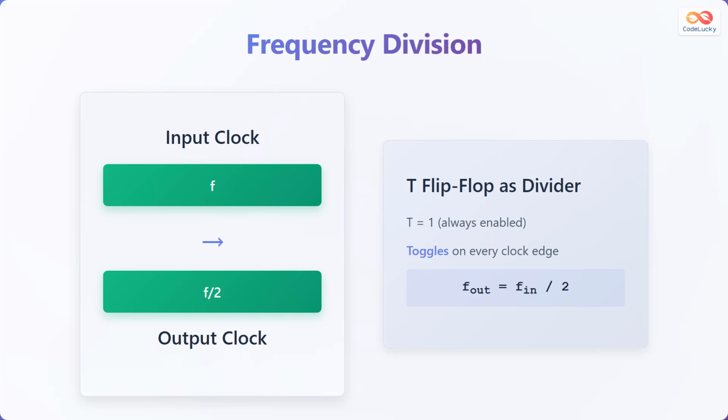Consider the concept of frequency division using a T flip-flop. If we input a clock signal with frequency f into a T flip-flop with T equals 1, meaning it's always enabled, the output clock signal will have a frequency of f divided by 2. This is because the flip-flop toggles on every clock edge, effectively halving the frequency. Therefore, the output frequency f subscript out equals the input frequency f subscript in divided by 2.